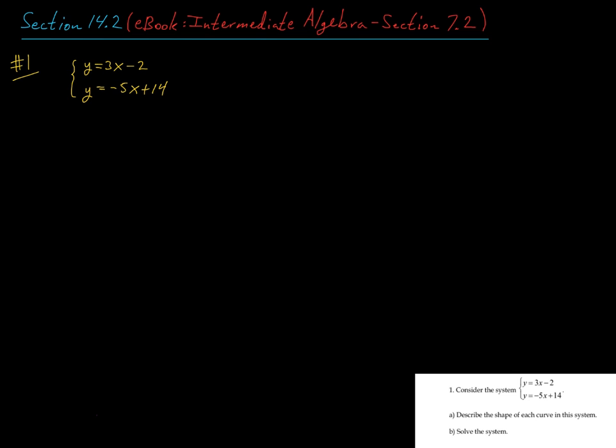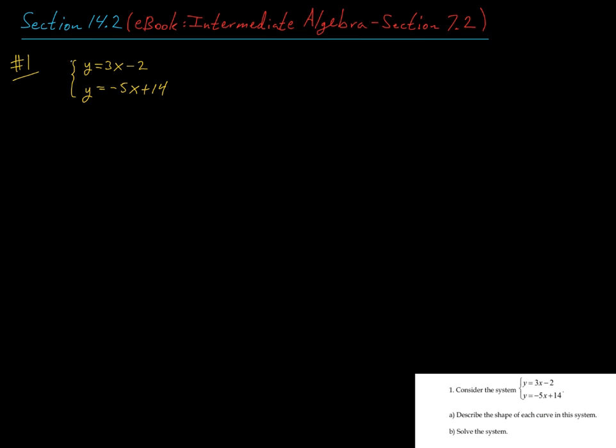And so to start things off, let's look at the first question on the worksheet. It says consider the system, and here we're given two equations, y is equal to 3x minus 2 and y is equal to minus 5x plus 14. And so part A says describe the shape of each curve in the system.